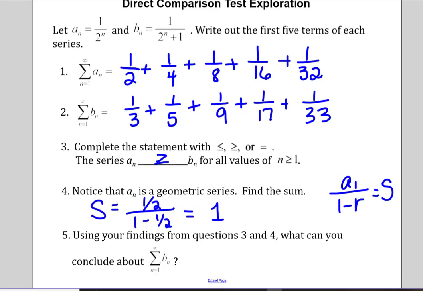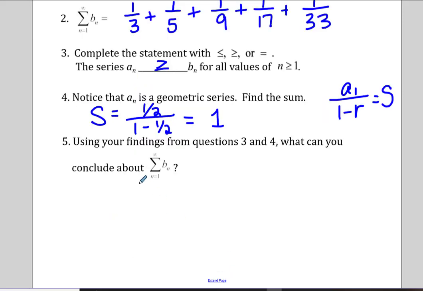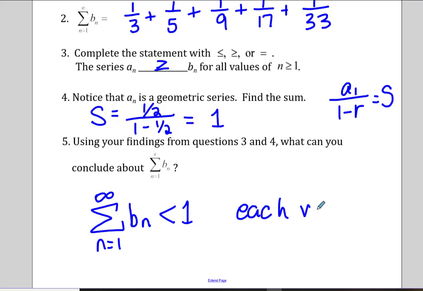In step 5, using your findings from questions 3 and 4, what can you conclude about the sum of the series from 1 to infinity on the b sub n term? Well, looking back, I could say that the series from 1 to infinity for b sub n is going to be less than 1 because each value is smaller than the a sub n values. So I would say that it would be less than 1.